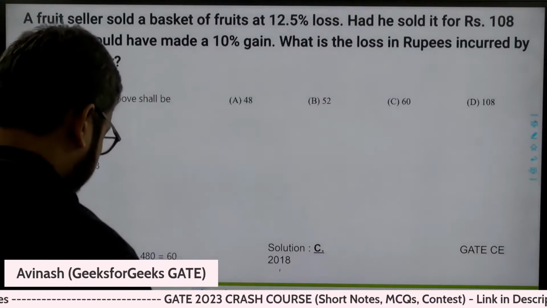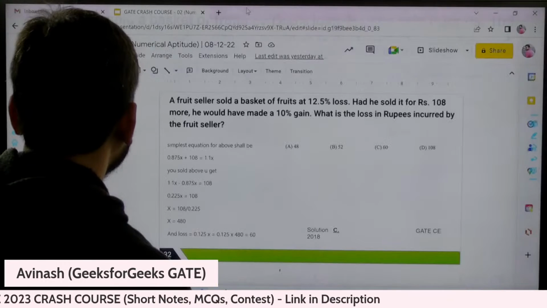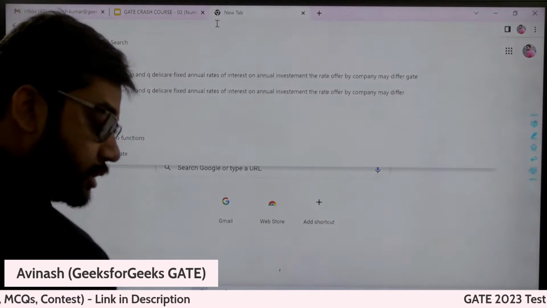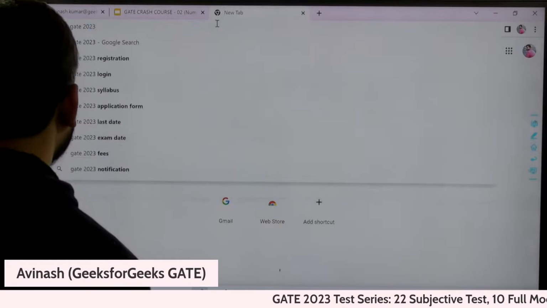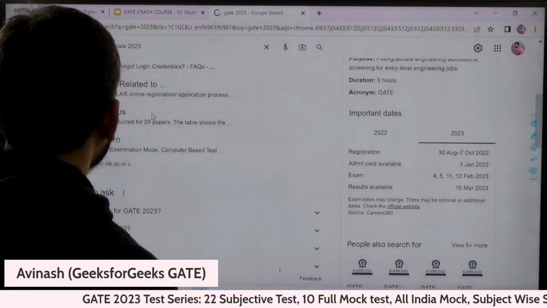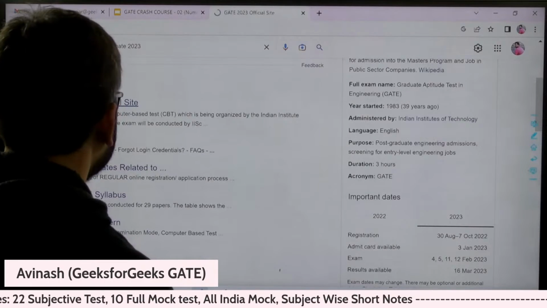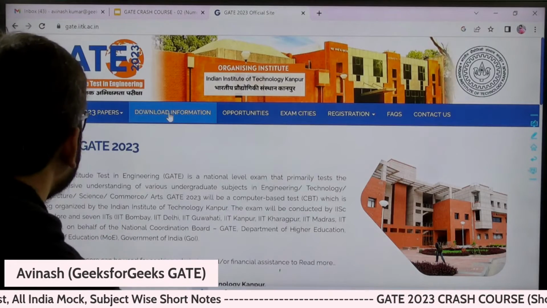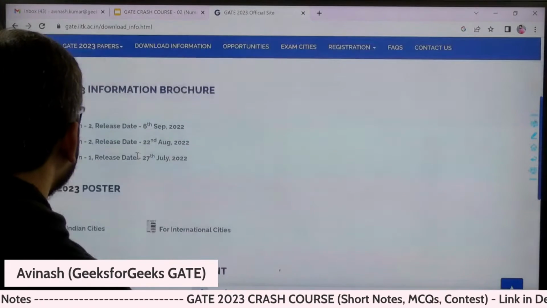I'm just telling you how to solve this part. See, I have to search for this, so I'm just putting GATE 2023. Once I do so, just go to the IIT website, the first official website. Once you are on the official website, click on download information. Now you have a question paper option.